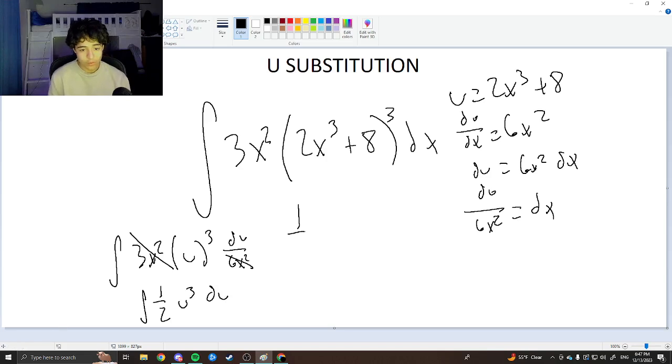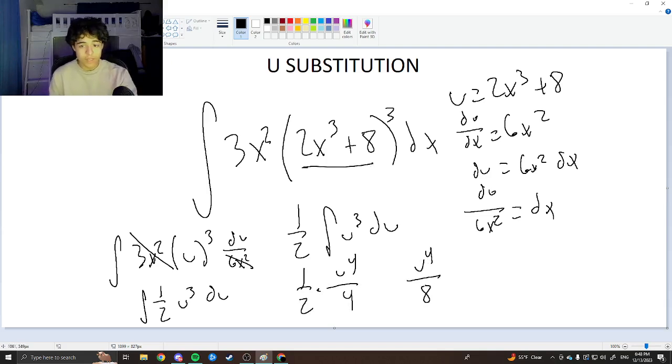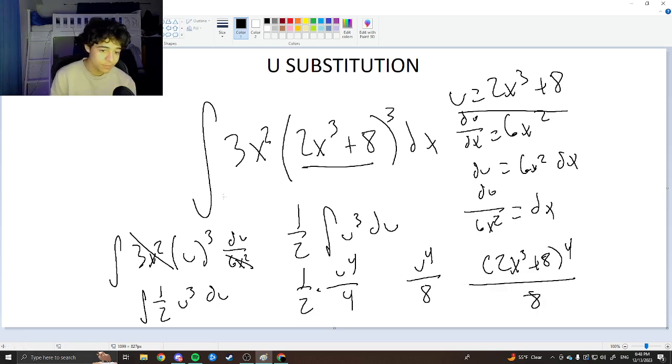You can move the 1 over 2 out, and you're just left with u to the third power du. Then you integrate this like you normally would. u to the fourth power over 4 times 1 over 2, right? So you're going to end up with u to the fourth power over 8. And then you could plug our u back in, because our u equals 2x cubed plus 8. So you end up with 2x cubed plus 8 to the power of 4 over 8. And again, do you see a number here? Do you see a number here? No, you don't. So we're going to add a plus c at the end.